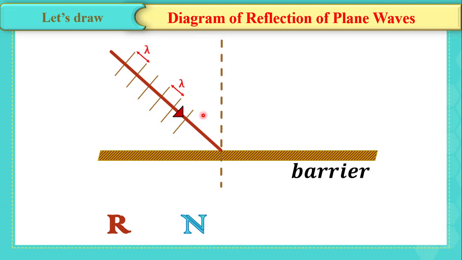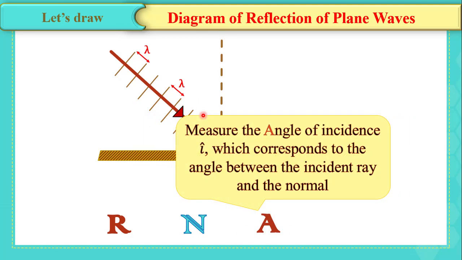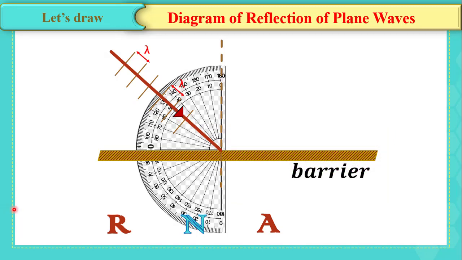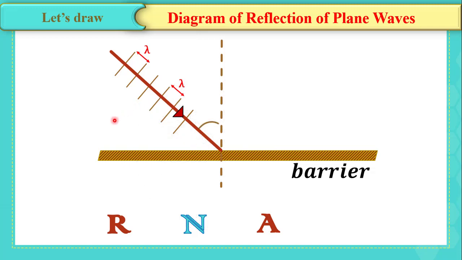The third step is A. A corresponds to an angle. You should measure the angle of incidence I, which corresponds to the angle between the incident ray and the normal. We will use a protractor to measure the angle of incidence I. In this figure, the angle of incidence is approximately 49 degrees. Denote it by I.